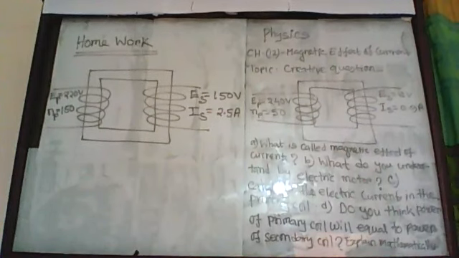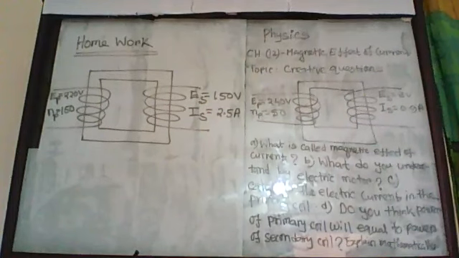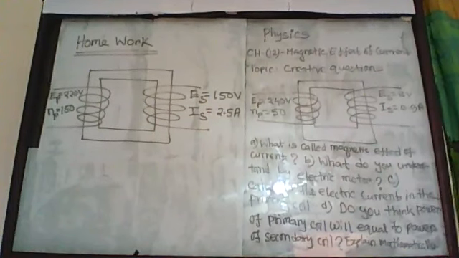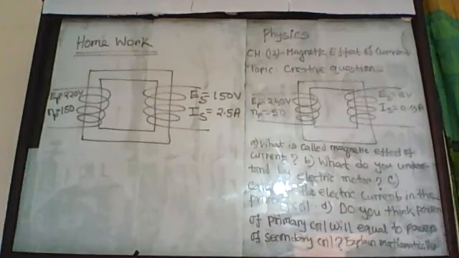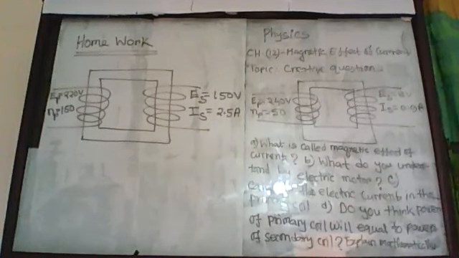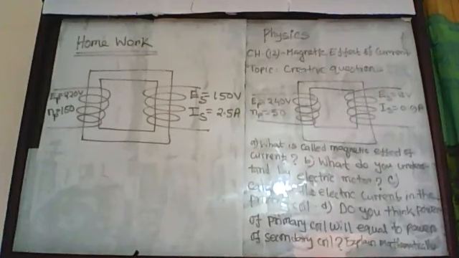Question number A: What is called magnetic effect of current? Question number B: What do you understand by electric motor? Question number C: Calculate electric current in primary coil.